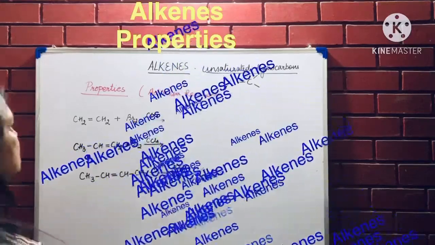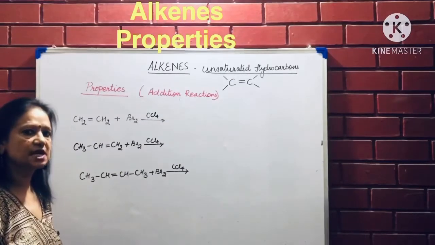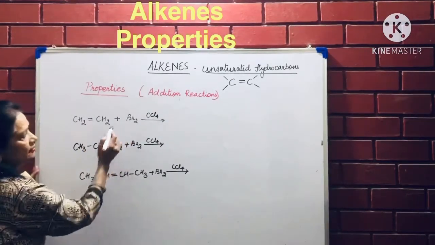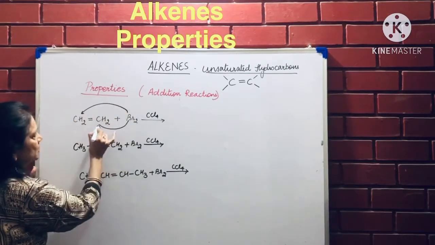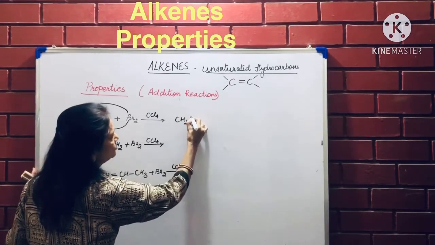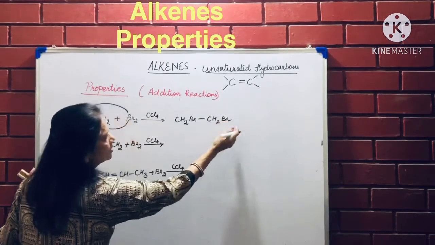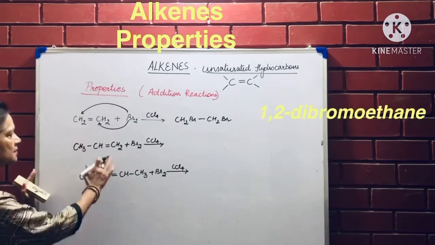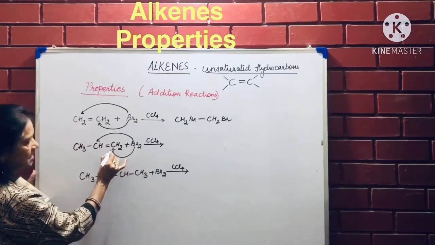You know alkenes undergo addition reactions. So amongst properties, its reactions are addition reactions. The simple ones you have already done. If there are two bromine atoms, one will get attached here, the other will get attached here. So it will become CH2Br, CH2Br. 1,2-dibromoethane.